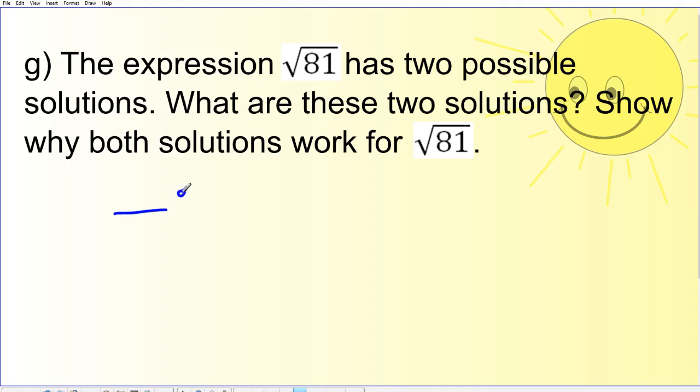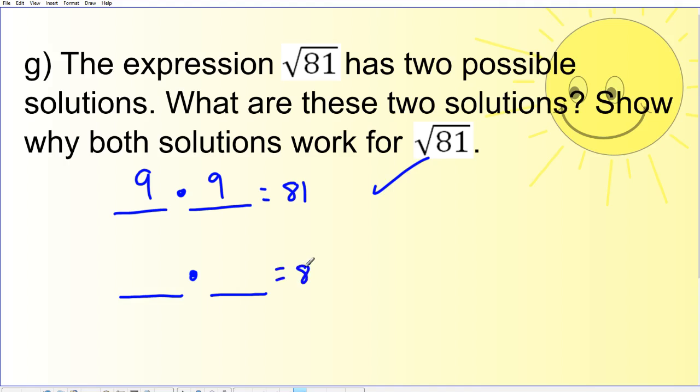What times itself is 81? Thinking in your head, you're probably coming up with 9. 9 times 9 is 81. Yes, yes it is. And then I say, well, what else times by itself equals 81? You go, well, nothing else, because 7 times 7 is 49, 8 times 8 is 64, 9 times 9 is 81. We already have that. 10 times 10 is 100.